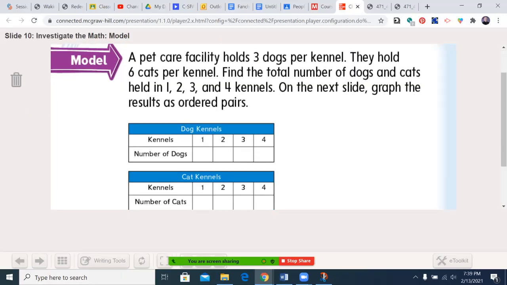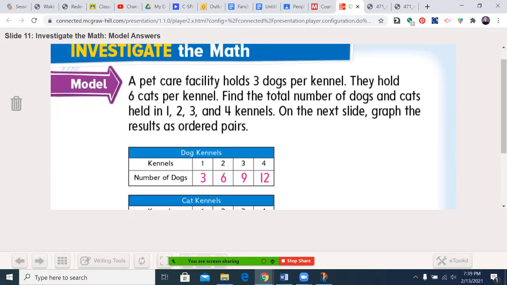All right, a pet care facility holds 3 dogs per kennel. They hold 6 cats per kennel. Find the total number of dogs and cats. On the next slide, graph the results as ordered pairs. So if there's 3 dogs per kennel, you'd be 1 and 3, 2 and 6, 3 and 9, 4 and 12, then 1 and 6, 2 and 12, 3 and 18.